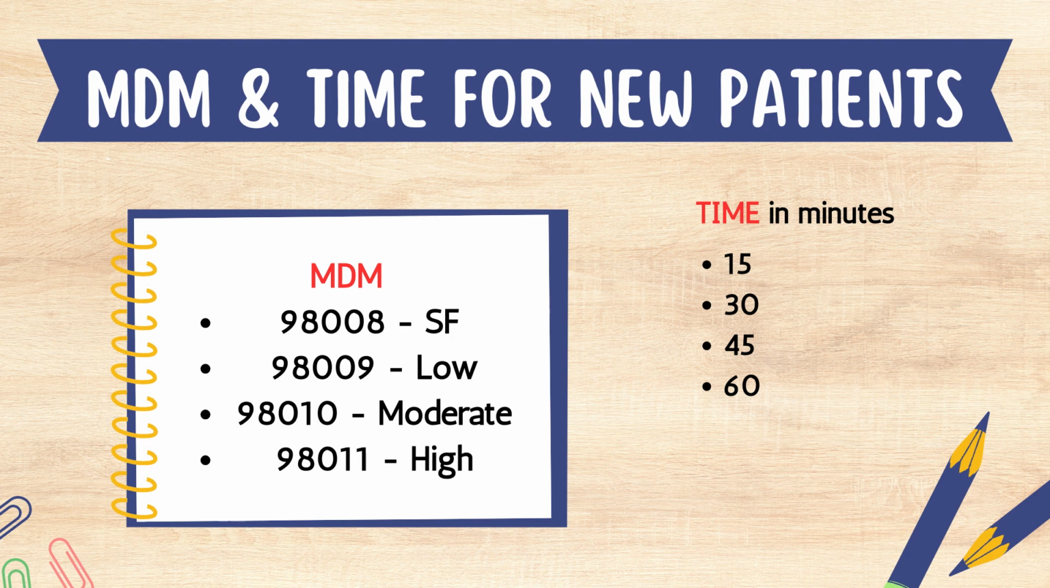98009 has low complexity MDM with 30 minutes. 98010 has a moderate medical decision making complexity with a time of 45 minutes, and code 98011 has a high complexity MDM with a total of 60 minutes.